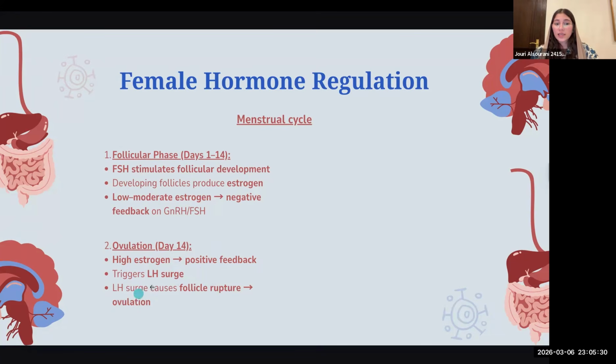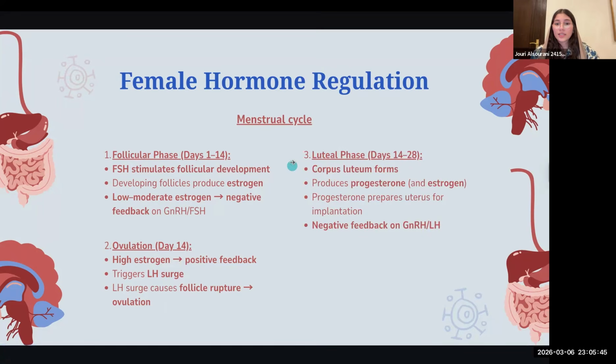And then this LH surge is basically going to cause the follicle that was developed through the stimulation of FSH to rupture. And once this follicle ruptures, this is ovulation, okay? Ovulation has now happened. And then the last phase we have is the luteal phase, okay?